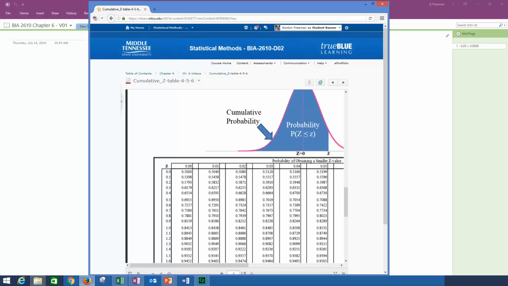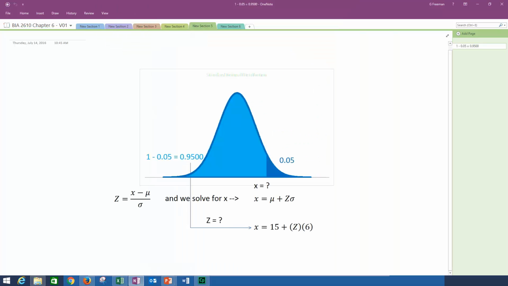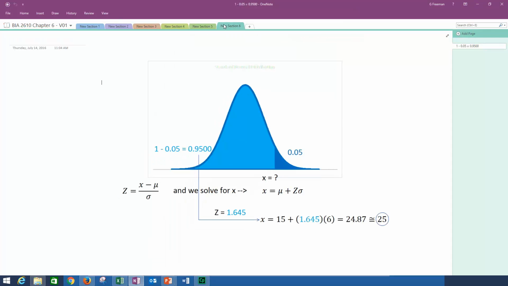So let me go back to the picture here, and we'll change it. Our Z value is 1.645, and then we can plug that in for Z, multiply that times the sigma value, and we come up with 24.87 when we do the calculation. And the closest whole number to that is 25.